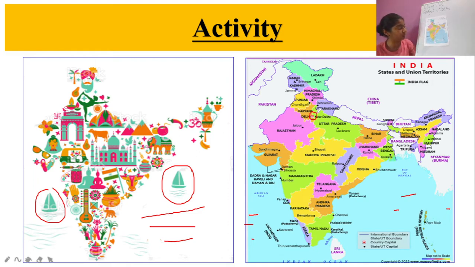In the same way, for the state boundary, we have white lines representing the boundaries. So if I ask you where you are sitting, mark that point on this map. If I say that I am sitting at Ambala Cantt, right? So that is in Haryana. So I'm going to mark it here.